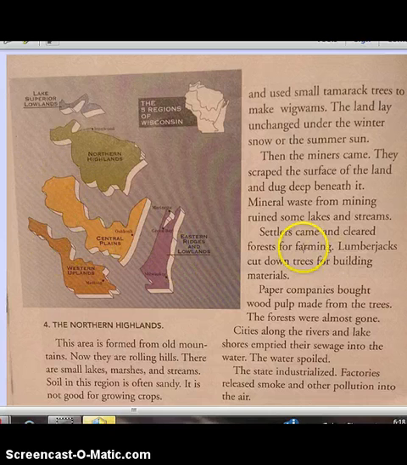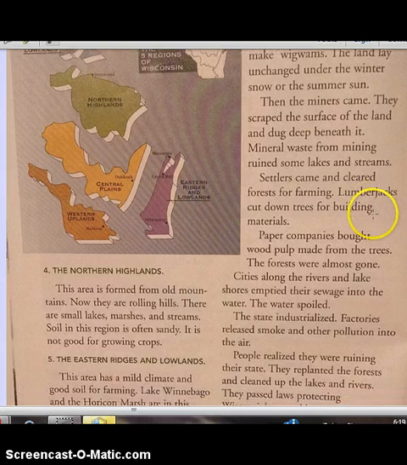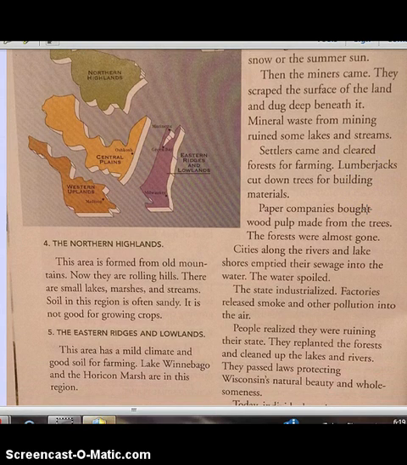You can see on this page, there is a picture with a map that breaks up Wisconsin into 5 areas. So keep a lookout to each area and why the areas might have the particular landforms that they do compared to others. We're on number 4, the Northern Highlands. This area is formed from old mountains. Now they are rolling hills. There are small lakes, marshes, and streams. Soil in this region is often sandy. It is not good for growing crops.